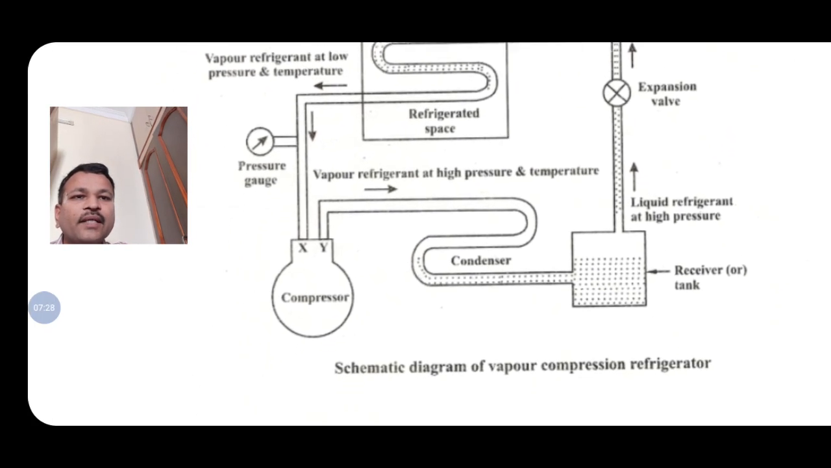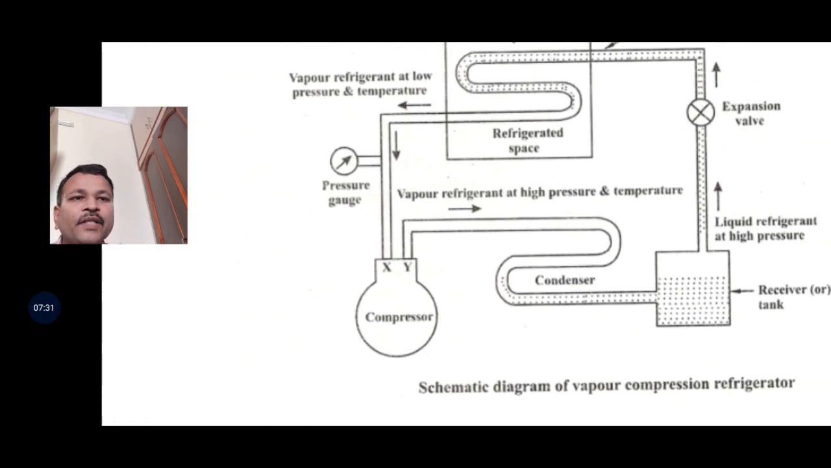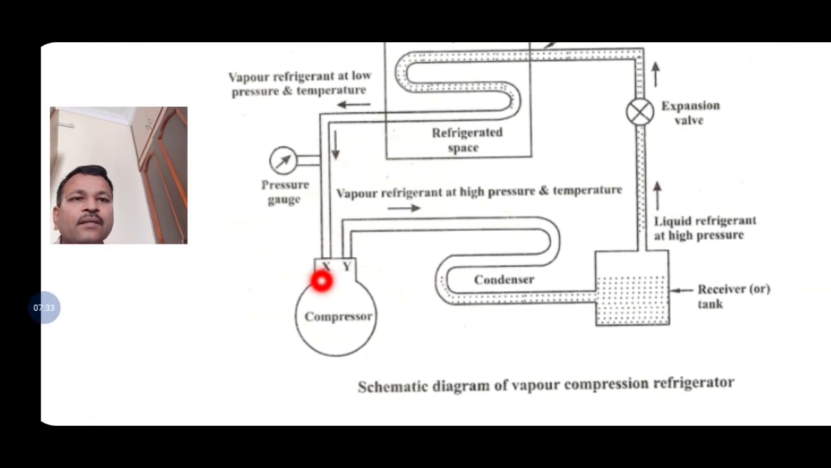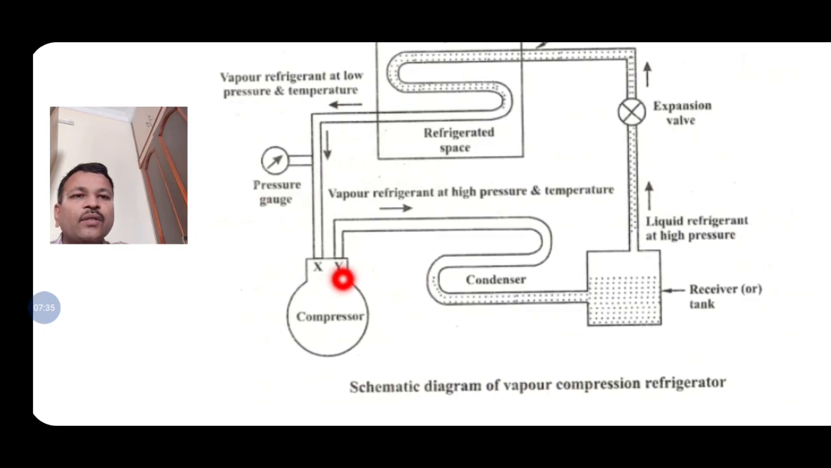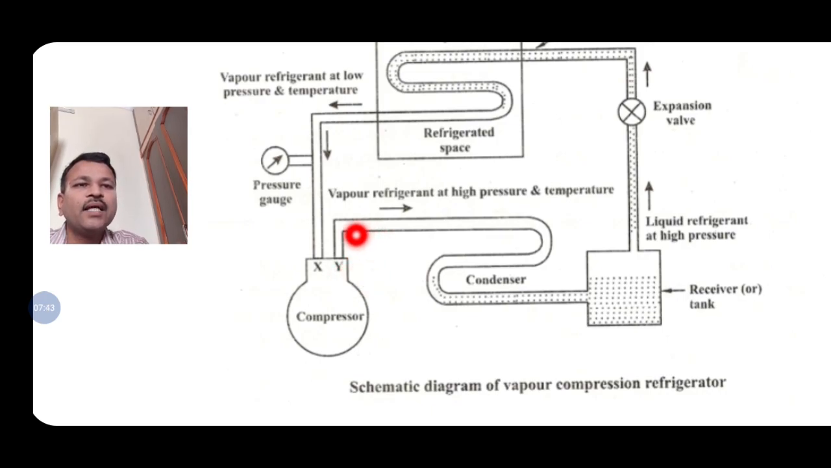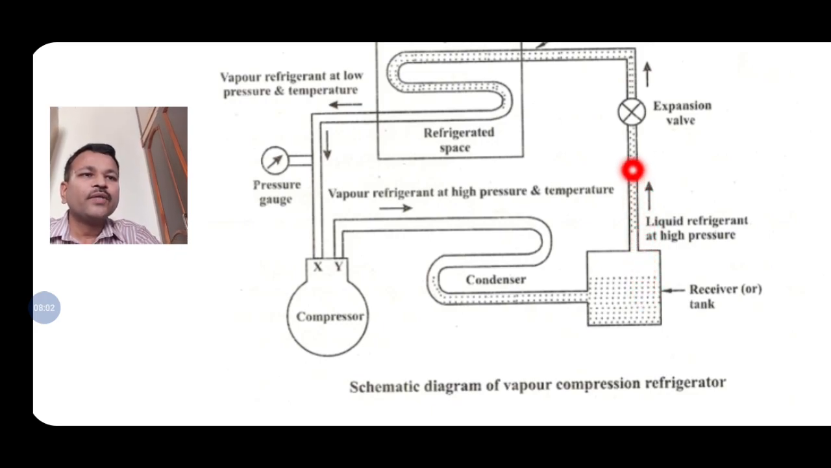In the compressor, compression takes place. The low pressure is converted to high pressure, low temperature is converted to high temperature, and the output of this compressor is high pressure, high temperature vapor refrigerant, and it passes through the condenser. In the condenser, condensation takes place, where the vapor state is converted into liquid state. The liquid refrigerant will be stored temporarily in what is called a receiver or a tank, and from there it will go to the expansion valve.